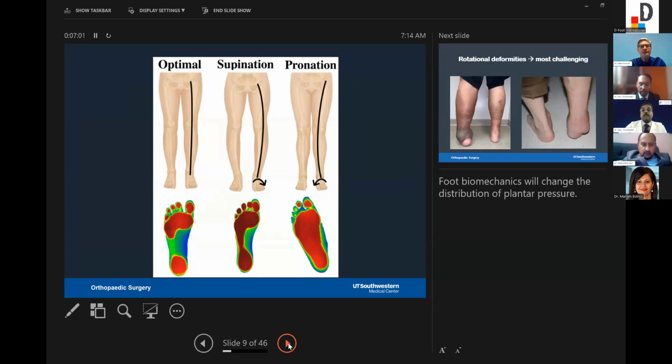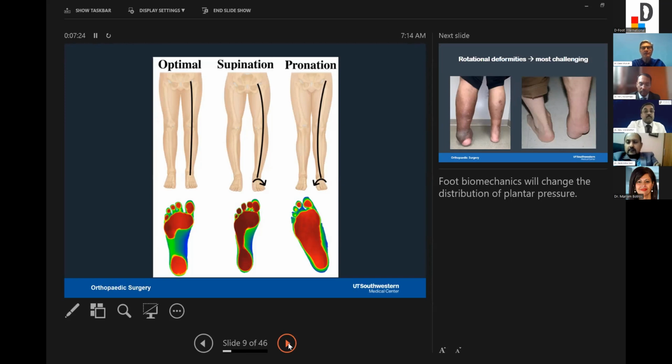So look at this picture, which is, I think, a really good illustration. If you look at optimal alignment of somebody on the left, you can see where they bear weight, the red areas. They bear it on the metatarsal heads, to a small degree on the toes, but also the heel. But once you start supinating your foot, as you see in the center, they start to bear weight on the lateral column of the foot.